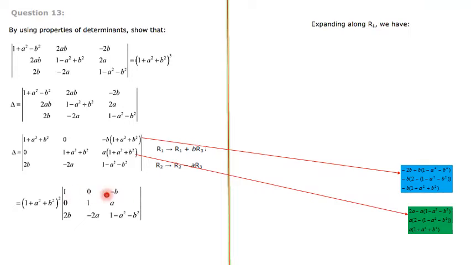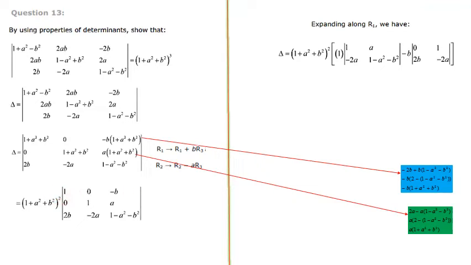So in r1 one term is 0, so let us go expanding along r1. When you expand along r1, delta is equal to 1 plus a square plus b square the whole square into determinant. You have to take first element is 1. You know the sign, that is plus.